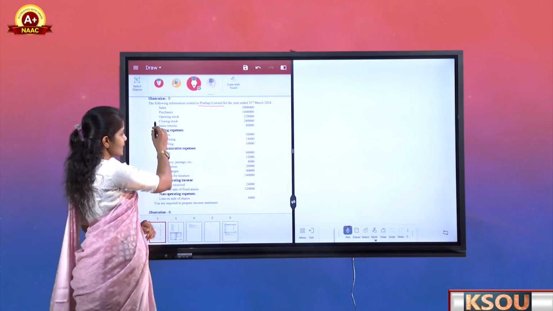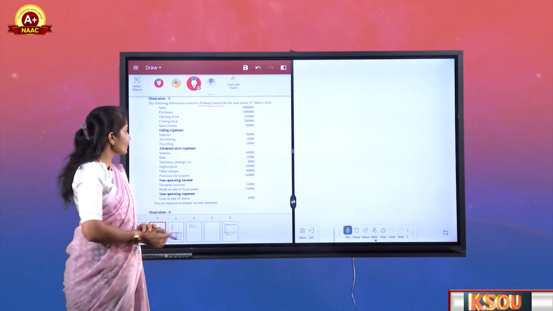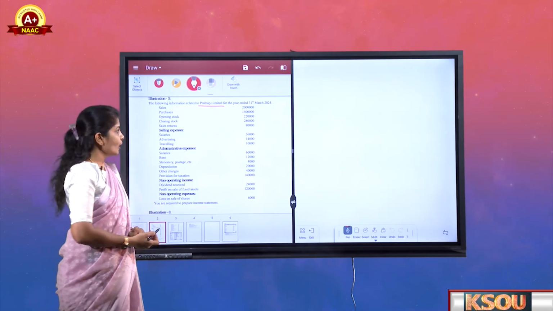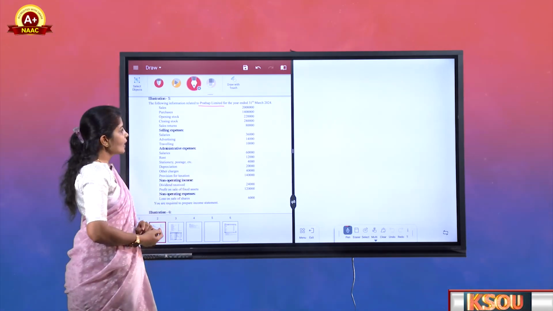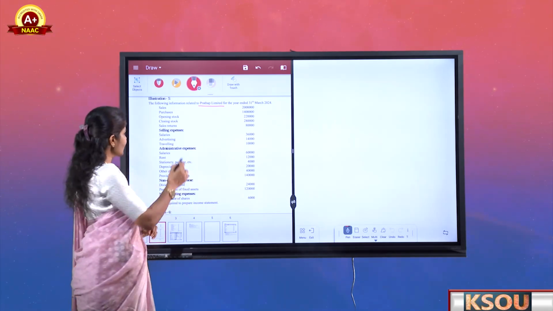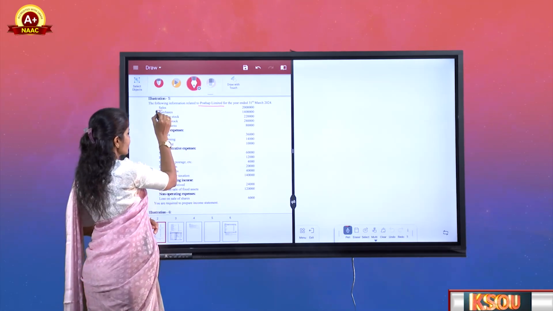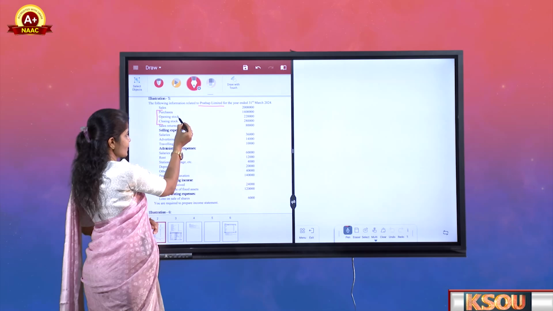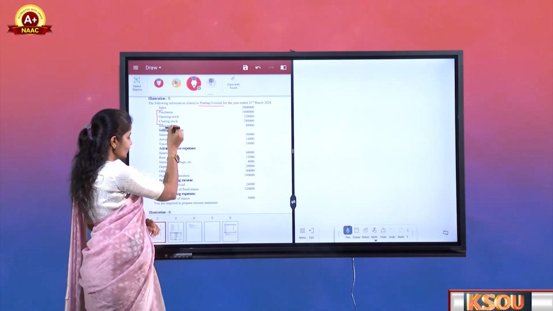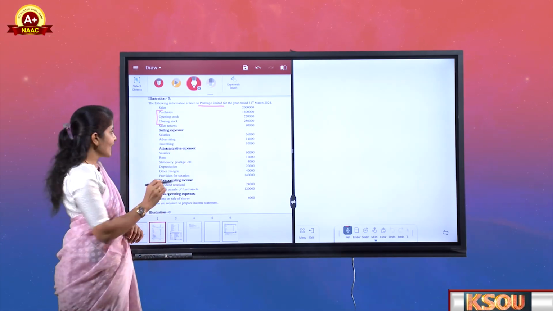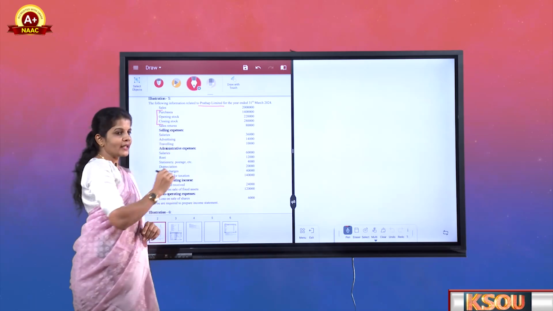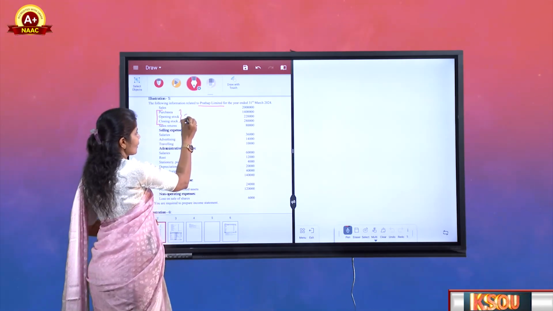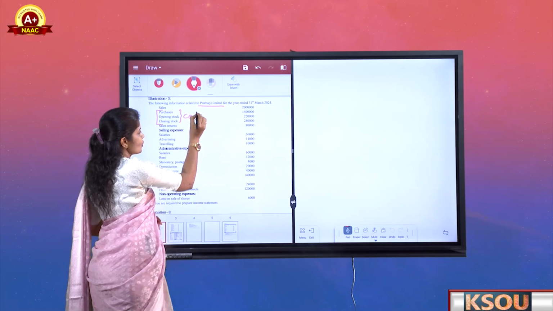First item is sales. Sales, it is 2 lakh rupees. Purchases 1,40,000. Opening stock 2,20,000. Closing stock 2,80,000. Where we have to take these three items. See, purchases, first we have to take opening stock, then add purchases. If there is any direct expenses they should be added, and closing stock should be deducted. To calculate what? This we use to calculate cost of goods sold.